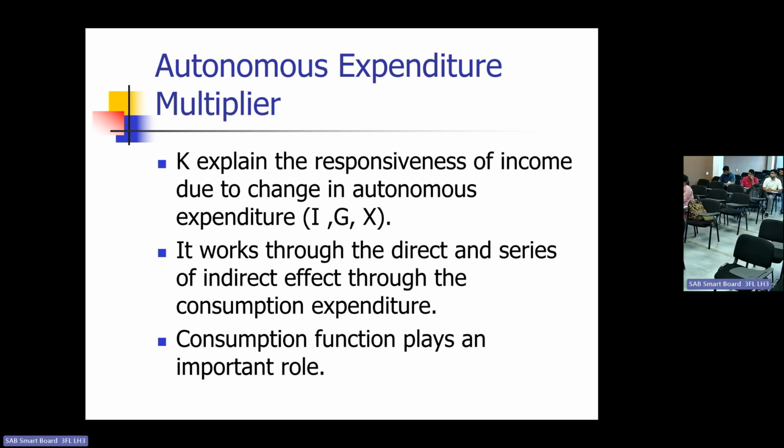Now, suppose our tax function is a lump sum tax. But if there is a proportional tax, the multiplier will change. You can substitute the proportional tax here. In our model, we assume the tax function accordingly, T bar, a proportional tax.